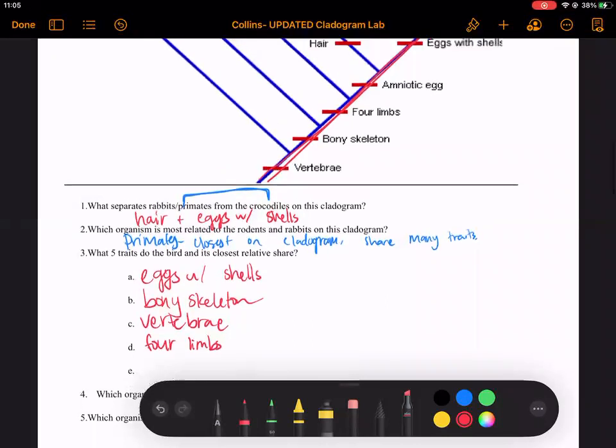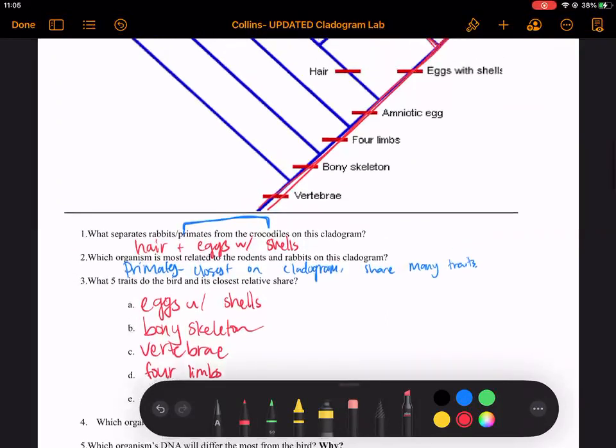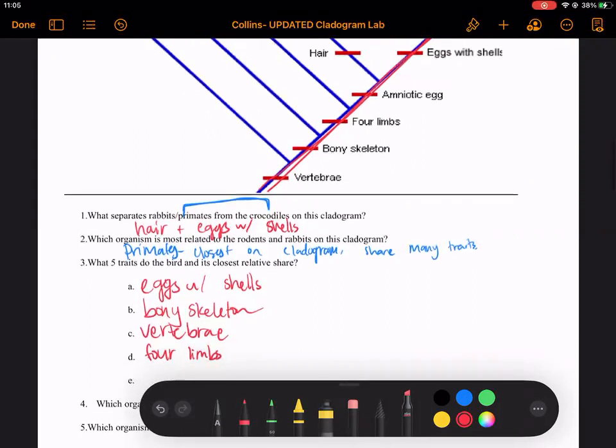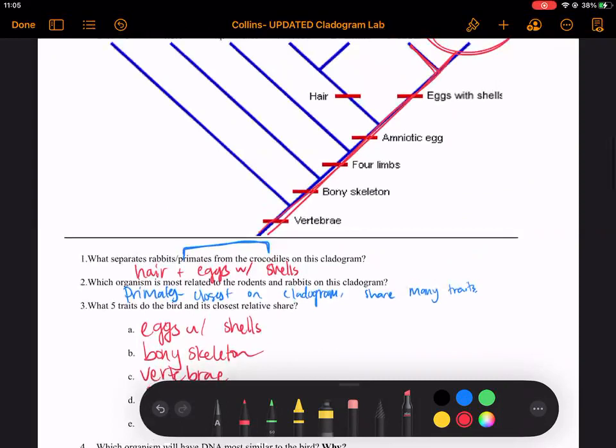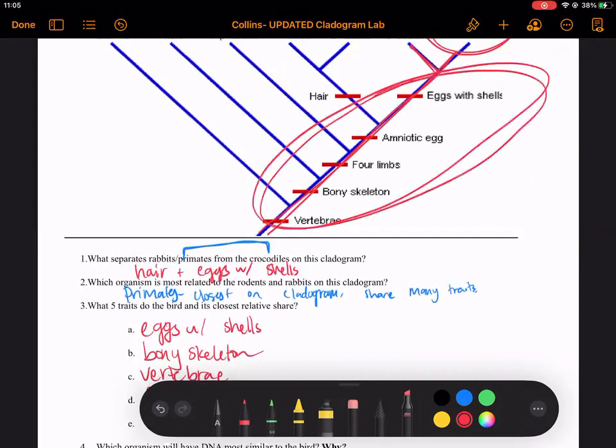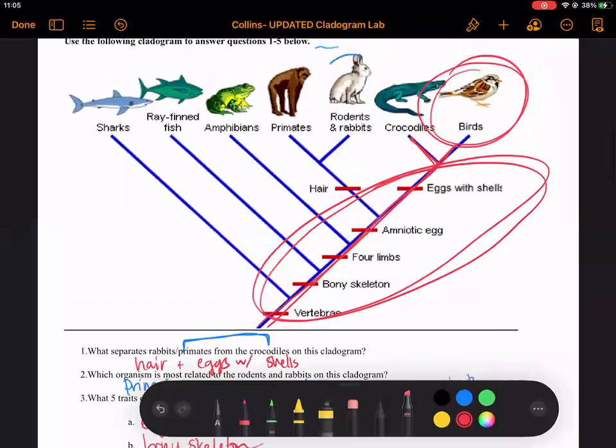And finally, what is our last trait that these animals have in common? Let's see. Lauren, what'd you get? For the 5th one, I got the amniotic egg. Perfect. All right, so these were the 5 traits or derived characters that that organism shares with its closest relative.